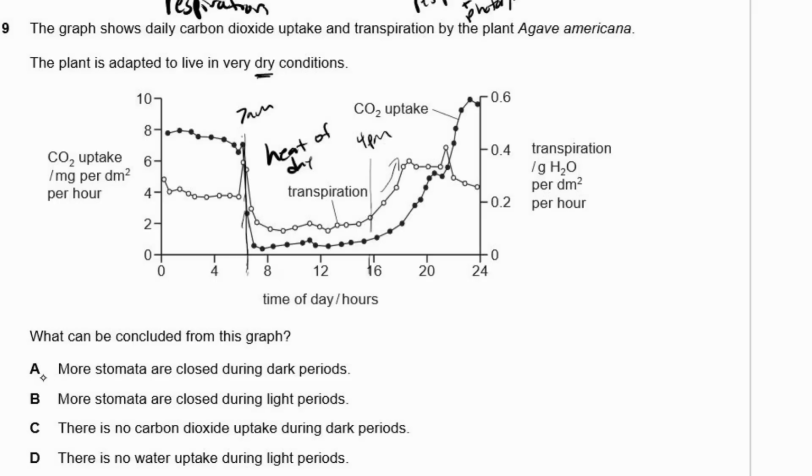So if we look at these answers, A, more stomata are closed during the dark periods. Well, no, when it's dark, they're actually having more transpiration and CO2 uptake than when it's light. B, more stomata are closed during light periods. That looks like the answer. C, there is no carbon dioxide uptake during dark periods. Well, that's not true. And D, there's no water uptake during light periods. Well, transpiration is never at zero, and transpiration drives the water uptake. So that's also not true. So B is the answer.